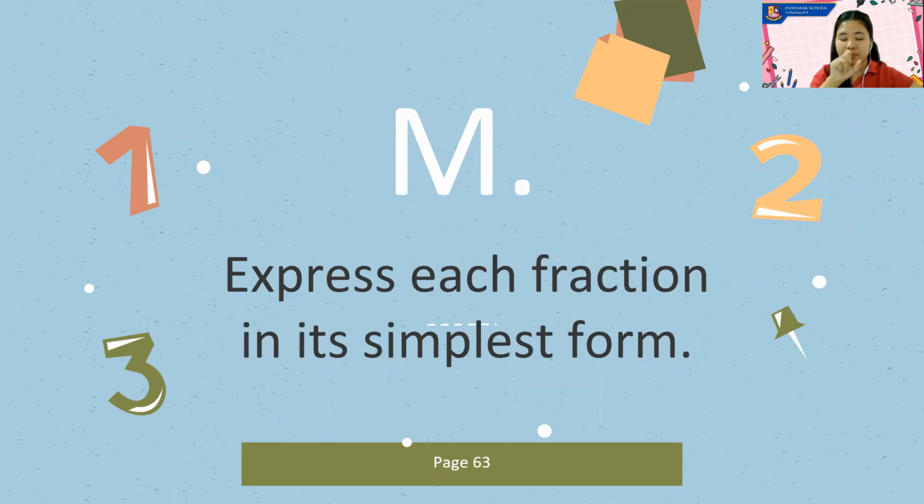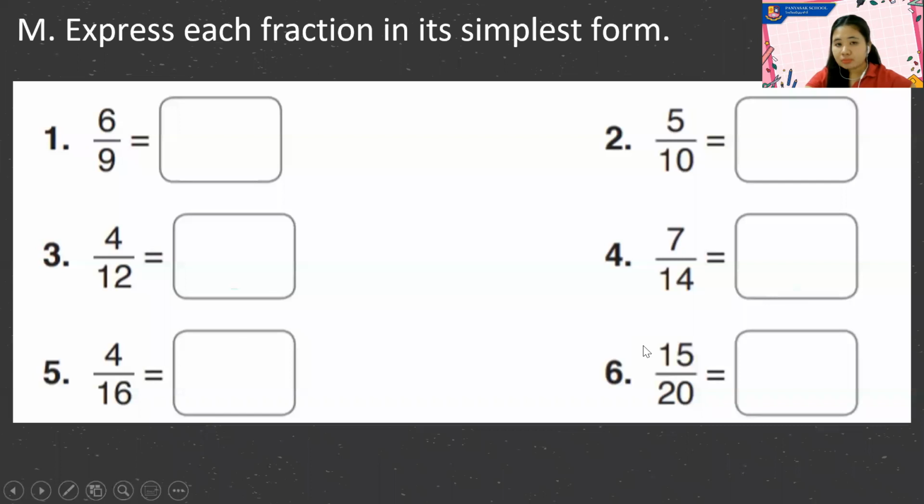Okay, let's proceed. In letter M, we have to express each fraction in its simplest form. Simplest form is the lowest term. Let's proceed. Number one, 6/9. What can you divide to 6 that you can also divide to 9?